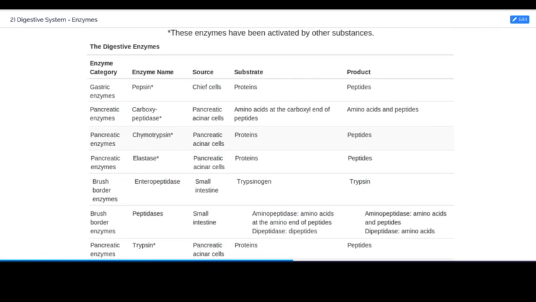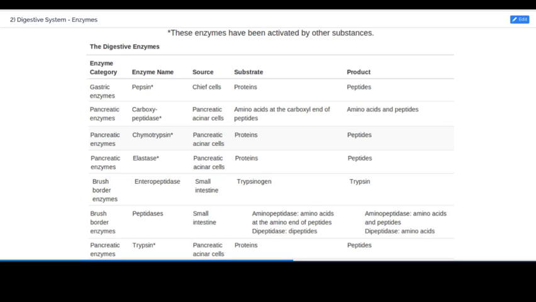These are enzymes that break down proteins. The first one, pepsin, is released from the gastric glands in the stomach, specifically the chief cells make it. And the others are released either from the pancreas or as brush border enzymes to work in the small intestine.